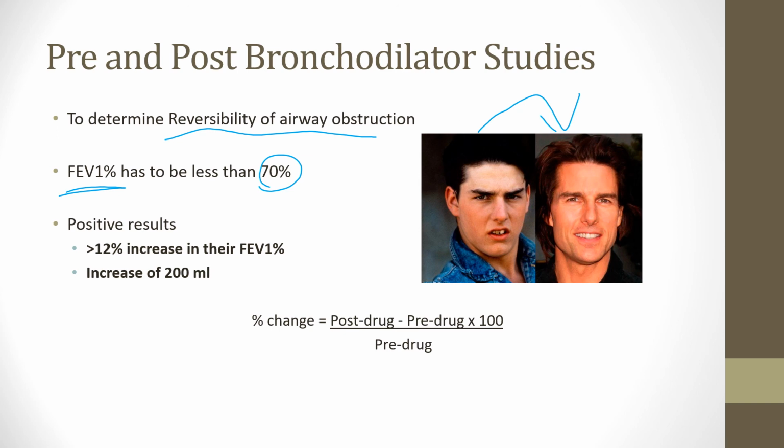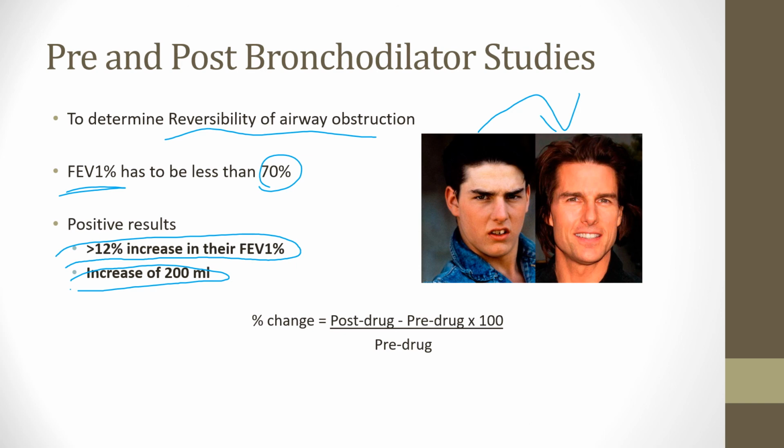When we redo the FVC, if we see a 12% or more increase in the FEV1, that means they responded well. If we see an increase of over 200 mLs, that means they responded well. In other words, their lungs are opening up. They respond well to that bronchodilator.